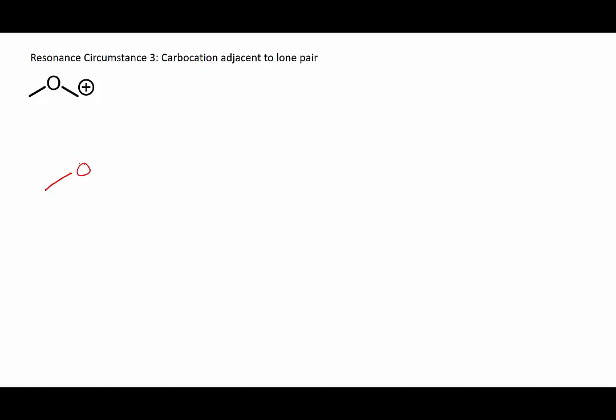Let's draw our structure here with a lone pair. Oxygen has 2 lone pairs. You could think that maybe the oxygen, because it has electron density, can donate some of it towards that hole, that empty p orbital. If that happens, we now have a double bond between the oxygen and the carbon. We now have a positive charge on the oxygen because it donated electron density to the carbon. It's making an extra bond.